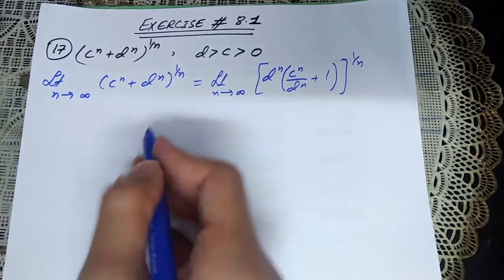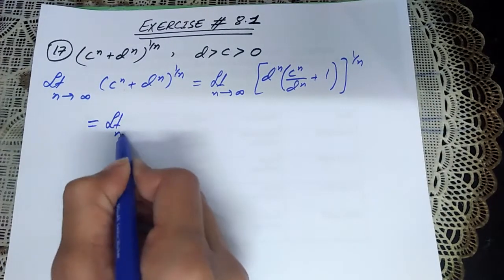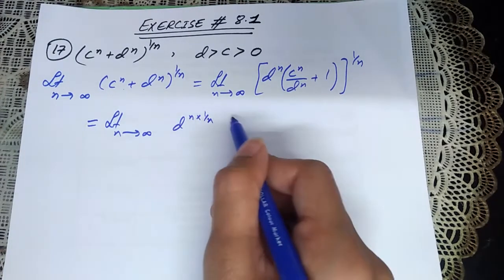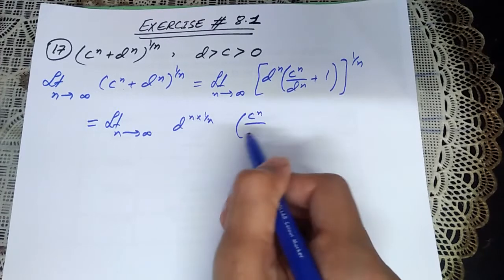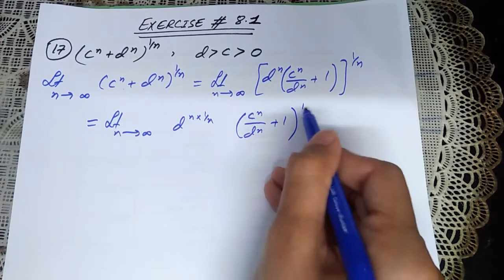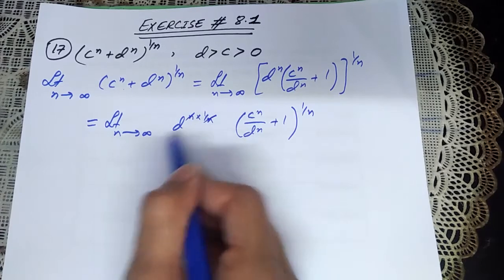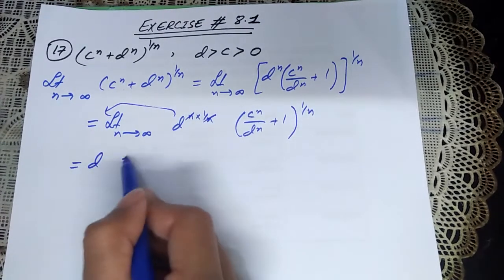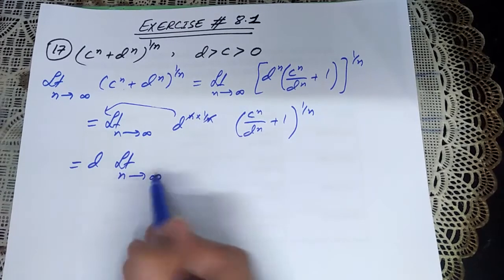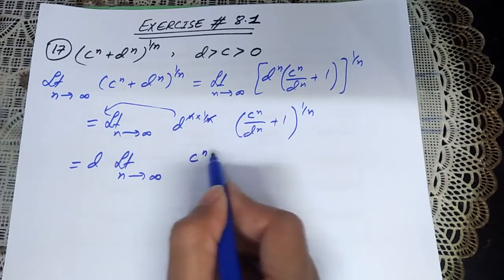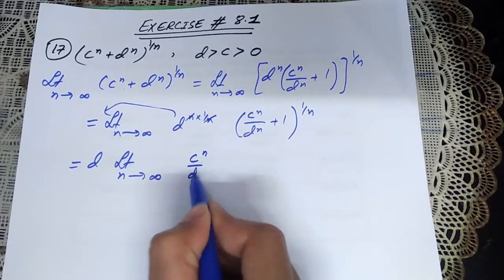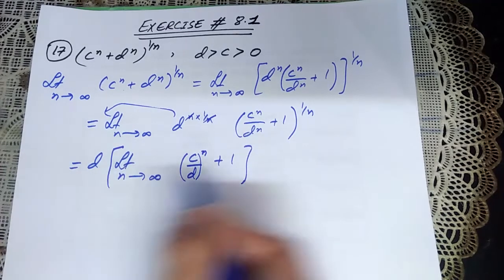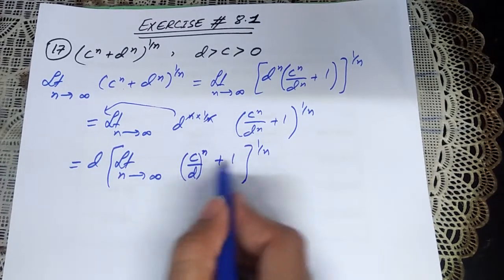I can separate it into two parts: limit n approaches infinity, d^n raised to 1 over n, and then (c^n over d^n plus 1) raised to power 1 over n. This will be cancelled, so there is no more n here. We can move it outside. So it will become d times the limit n approaches infinity of (c^n plus 1), or we can write it like (c over d) raised to whole power n plus 1, and this whole power is 1 over n. We can write it like this as well.